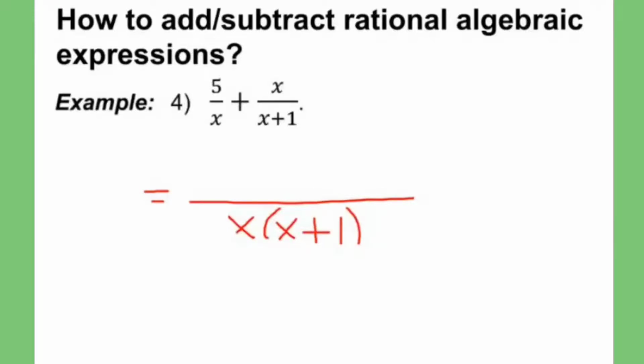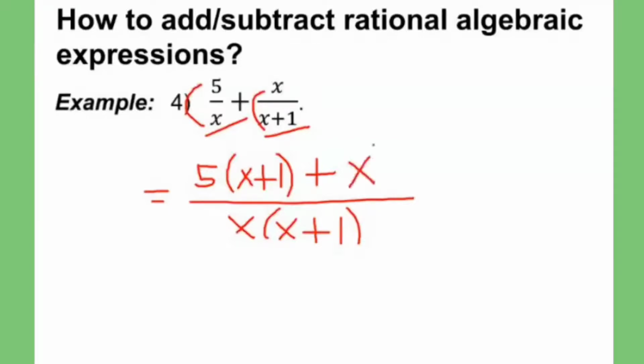Now, we divide our LCD by our previous denominators. X times x plus 1 divided by x. Yung matitira na lang ay yung x plus 1. At saka i-multiply natin ito sa 5. So we have 5 times x plus 1. Kopyahin lang natin yung plus sign. X times x plus 1 divided by x plus 1, yung matitira na lang ay yung x. Yung natirang x, i-multiply natin sa ating numerator. X times x, that would be equal to x squared.